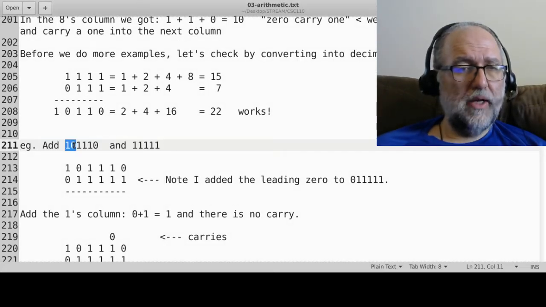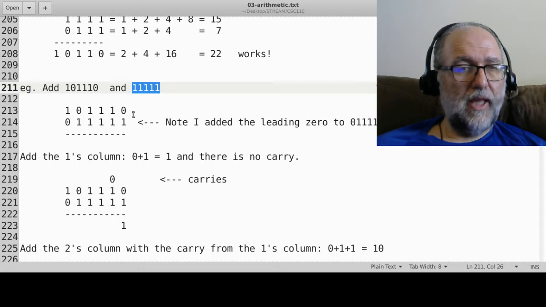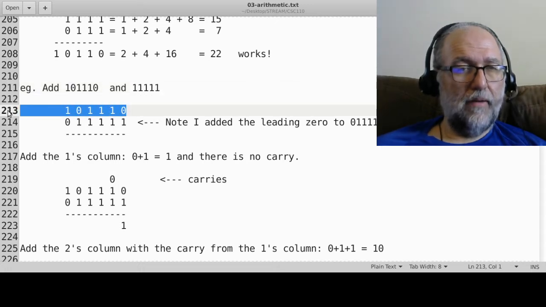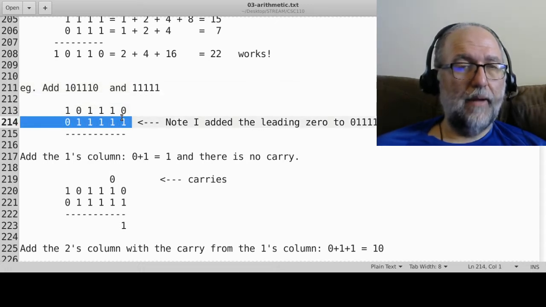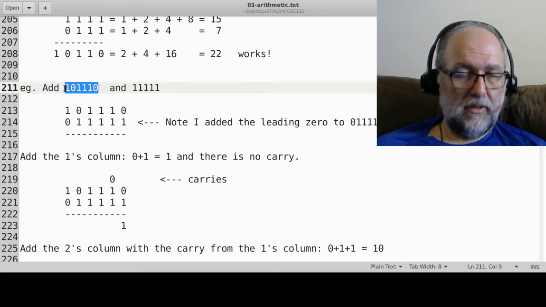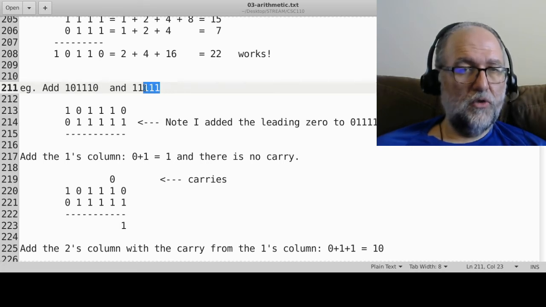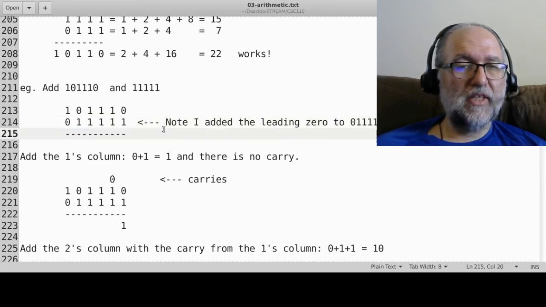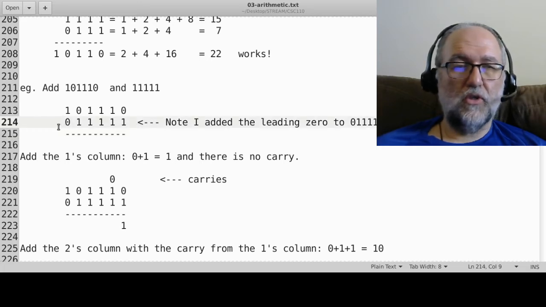I'm going to ask you to add 1 0 1 1 1 0 to 1 1 1 1 1 like that. So step number 1 is align them. There's the first number and there's the second number. The first number had 1 2 3 4 5 6 bits. The second number has 1 2 3 4 5 bits like that, and so the top number is 6 bits, the bottom number is 5 bits long, and I just added the leading 0 there just so you could see how the alignment worked.